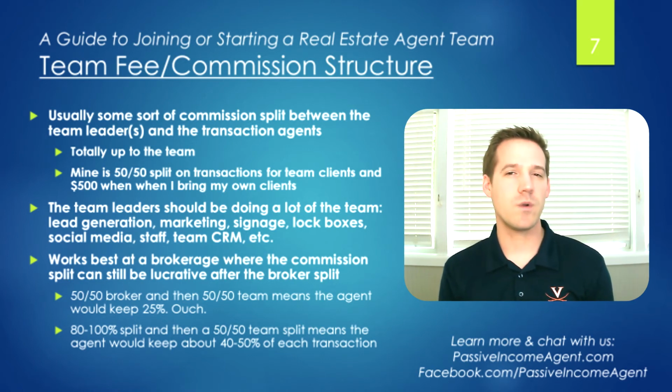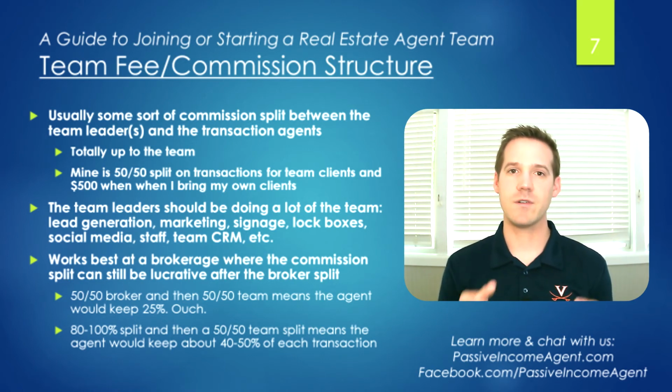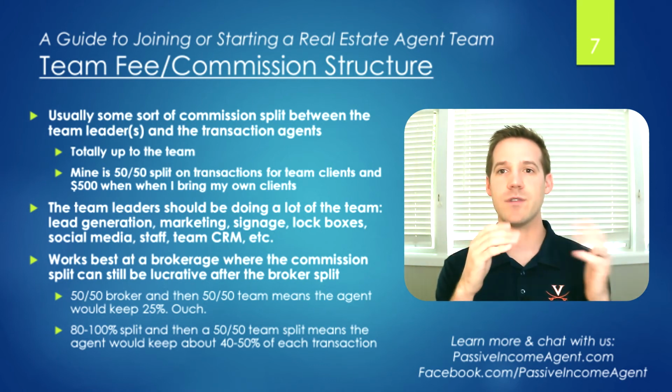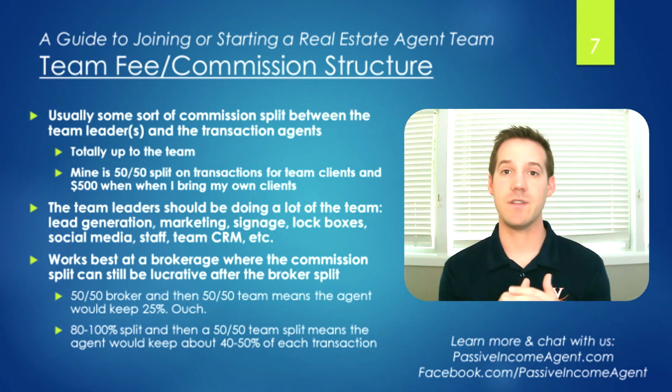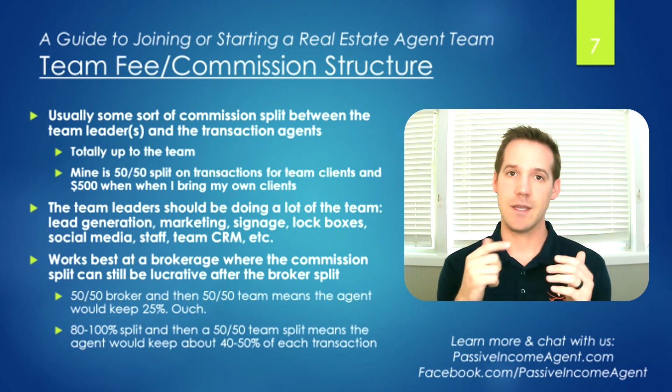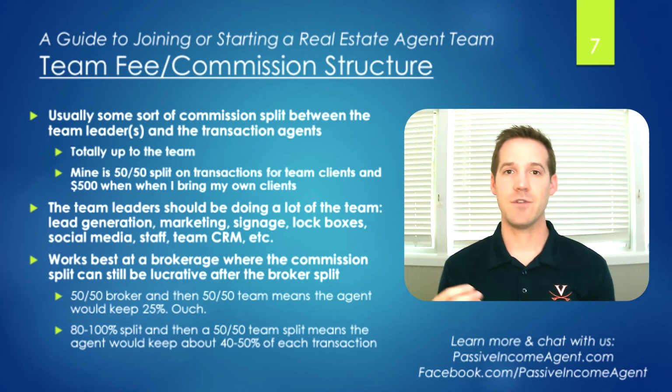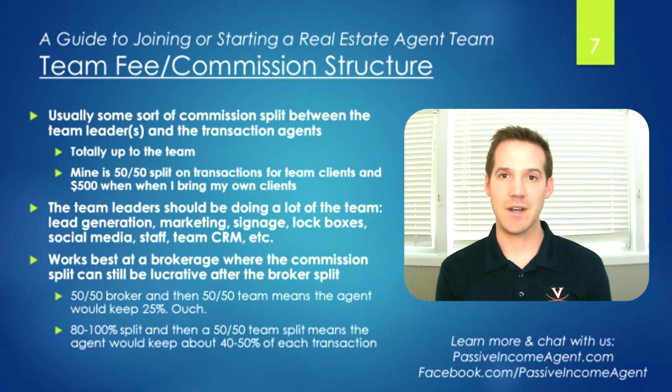Now, this only really works if you're already at a very favorable commission brokerage. So for example, at eXp Realty, it's 80% to the agent, 20% to the broker. So if you have a team under this structure, there's still quite a bit of commission left to split between the team lead and the agent, right? You're splitting that 80%. If you're at a 50-50 broker and now you want to split 50-50 on that, you're getting pennies on the dollar of commission earnings by joining a team.